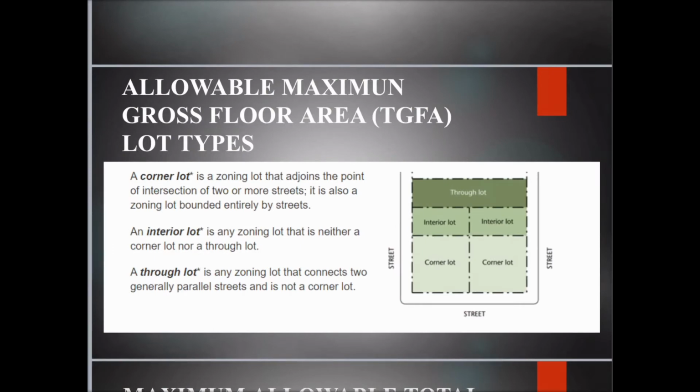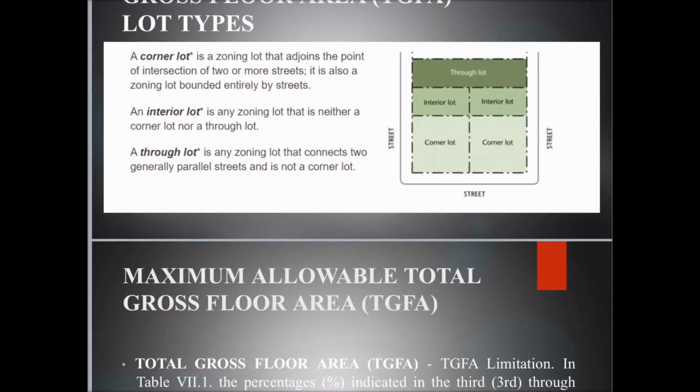Allowable maximum gross floor area, TGFA, lot types. A corner lot is a zoning lot that adjoins the point of intersection of two or more streets. It is also a zoning lot bounded entirely by streets. An interior lot is any zoning lot that is neither a corner lot nor a through lot. A through lot is any zoning lot that connects two generally parallel streets and is not a corner lot.